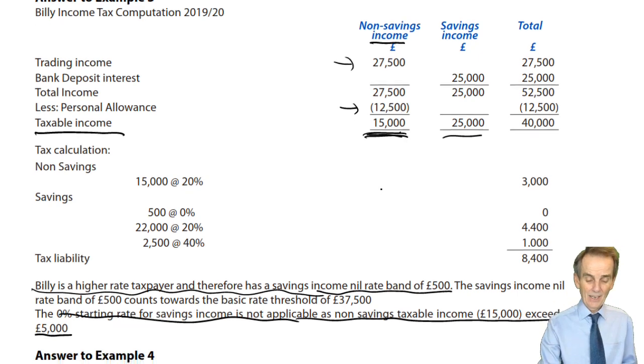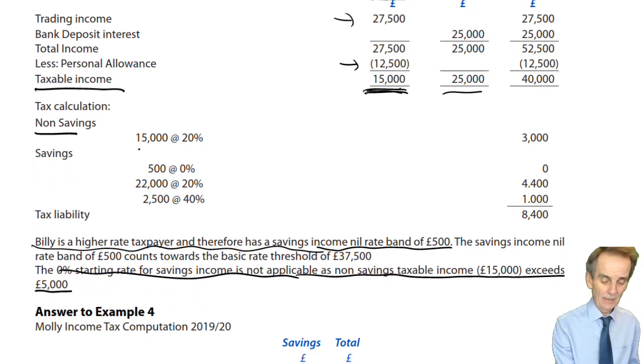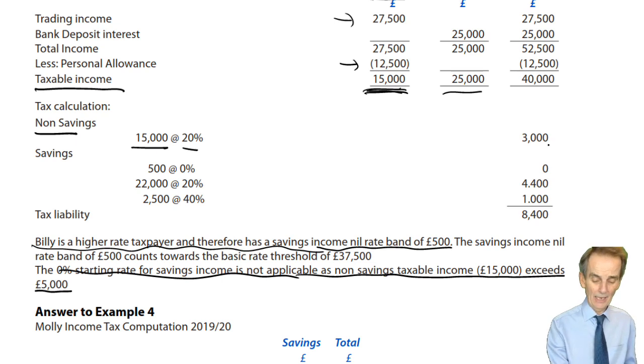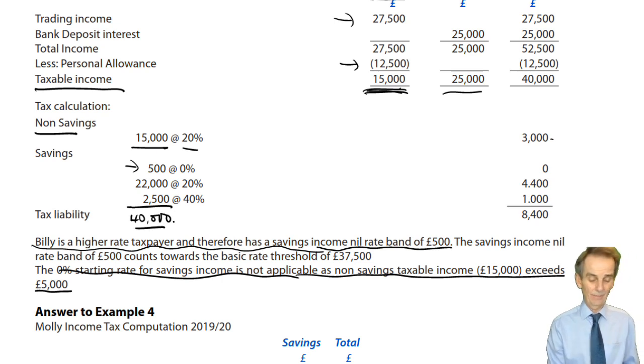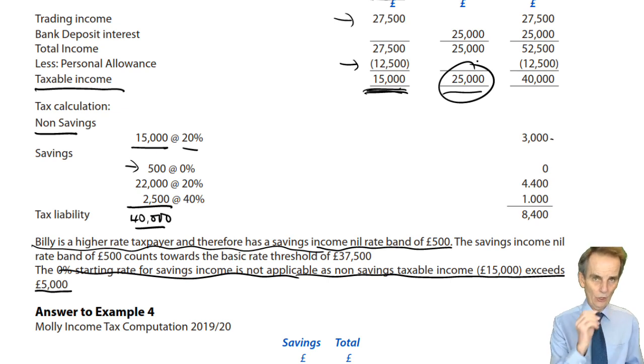Right. How do we then show the calculation? Non-savings, 15,000 at 20%, same as before, equals 3,000. No 0% starting rate, but we do have the savings income nil rate band of 500. Not this time 1,000, our hero is a higher rate taxpayer. Remember that we had overall taxable income of 40,000. The first 15,000 was non-savings. Savings income is the next 25,000, of which the first 500 is at 0%.